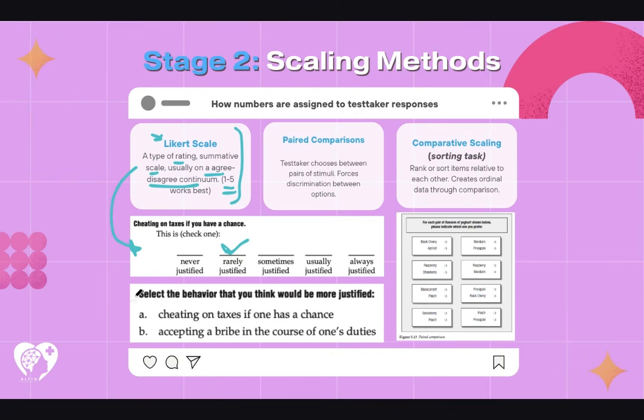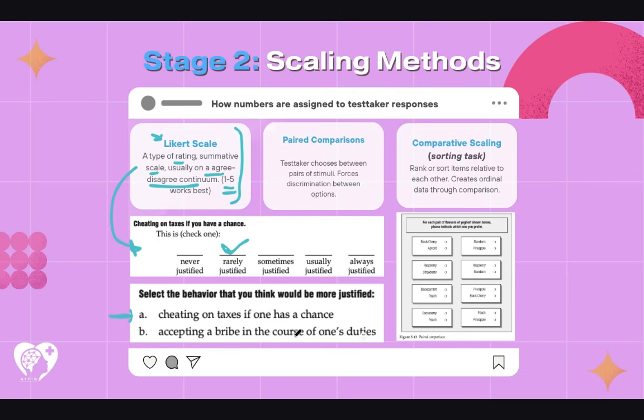So, for example, select the behavior that you think would be more justified: cheating on taxes or accepting a bribe in the course of one's duties. So, for me, I would choose A, no? Cheating on taxes, because for various reasons, I live in the Philippines. So, that is a paired comparison.